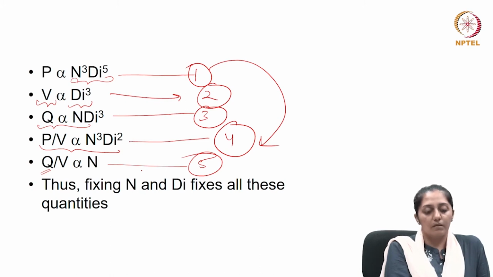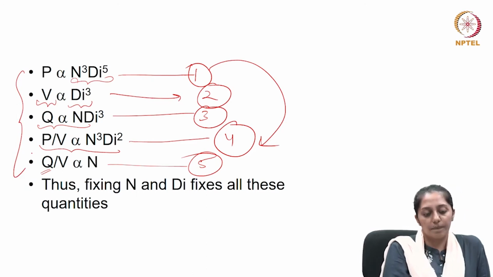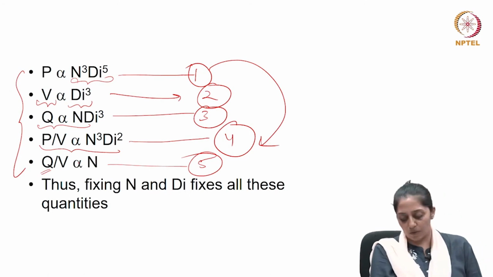So why have we written these correlations? If you notice, this means that most of these quantities, power, volume, volumetric gas flow rate, power per unit volume, or volumetric gas flow rate per unit volume, which may be useful in scale-up, are related to the impeller speed and the diameter of the impeller. This means that fixing the diameter of the impeller or the impeller speed can fix all these said quantities.